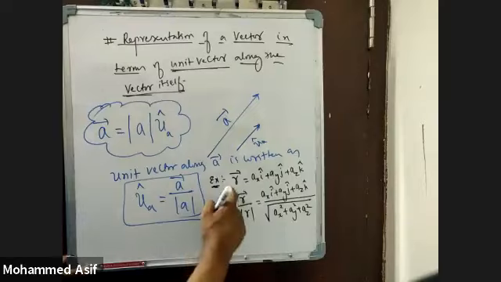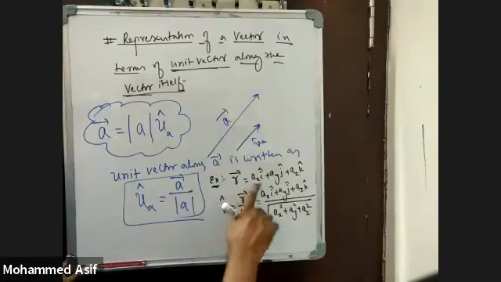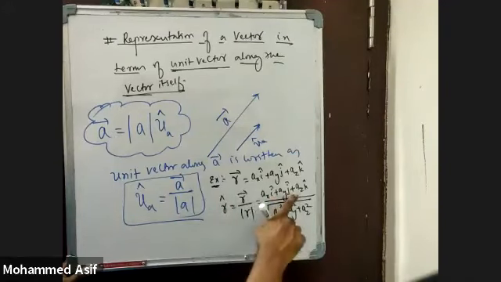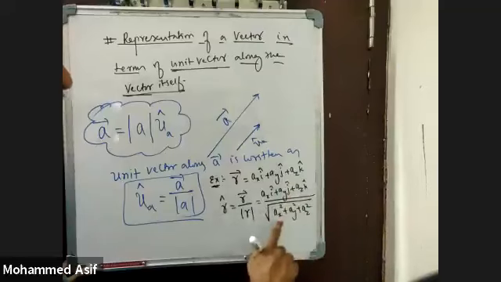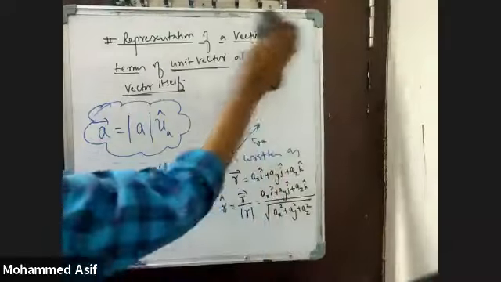So if a vector is given like this and it's asking to calculate its unit vector, then R cap is equal to R bar by mod of R. R bar is AX i cap, AY j cap, AZ k cap. Magnitude of this one is under root of AX square, AY square, and AZ square. Clear for everyone? Going for the next one.